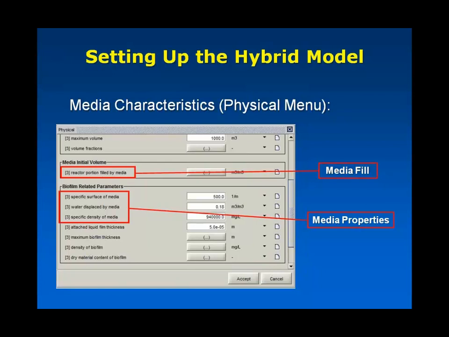The water displacement and density and so on is used in some of the other calculations to determine how much liquid is left over for IFAS systems. And another item that may or may not be of interest, depending on the system, is this maximum biofilm thickness. This is the one that I mentioned that is going to regulate the amount of growth that can go out to your system.